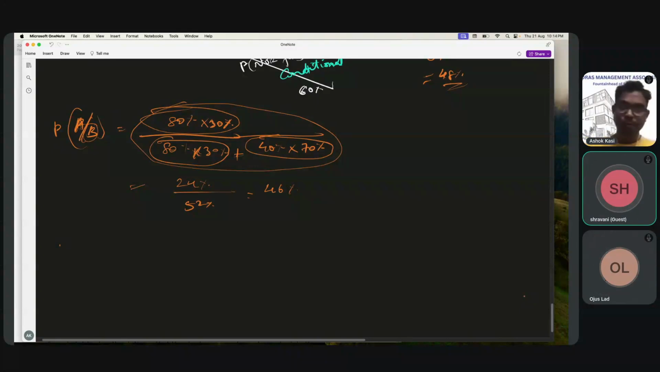So I didn't understand the numerator part. Why is it again 18 to 30?